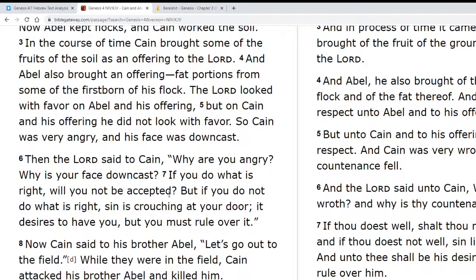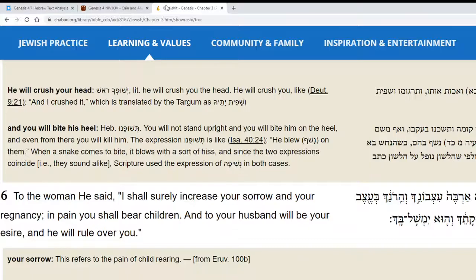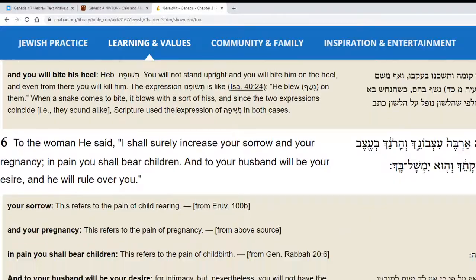Will you not be accepted? But if you do not do what is right, sin is crouching at your door. I don't know where they got your from, but at your door. It desires to have you, but you must rule over it. And of course, the conjunctive vav is sometimes and, sometimes but. So yeah, that kind of makes sense.